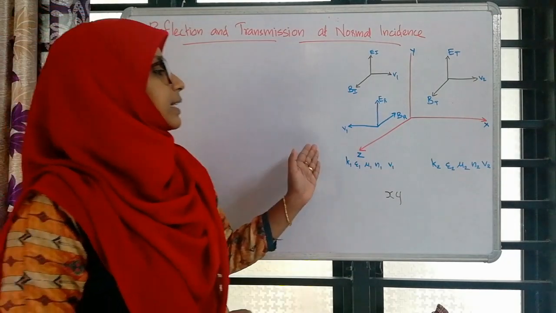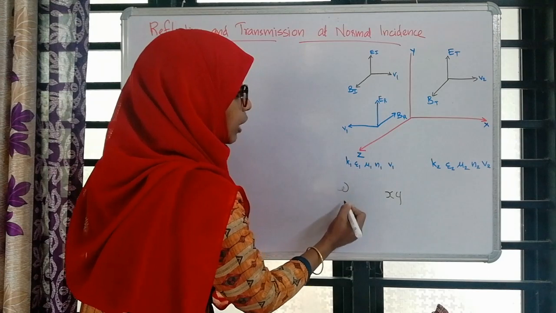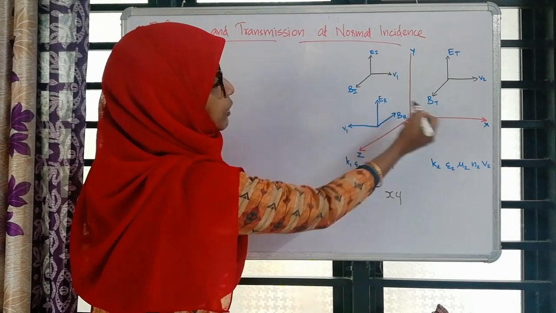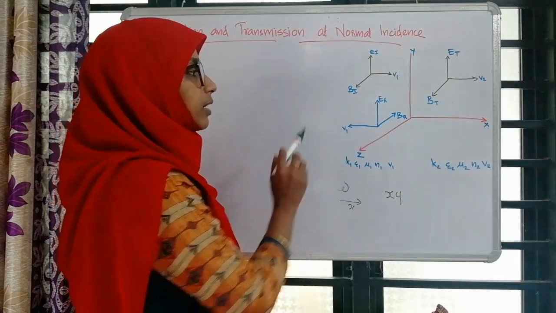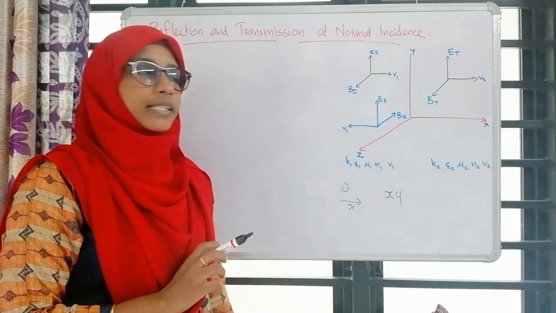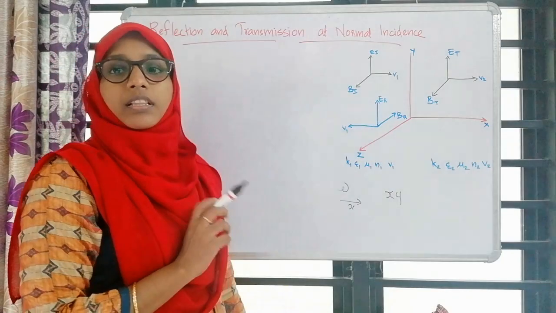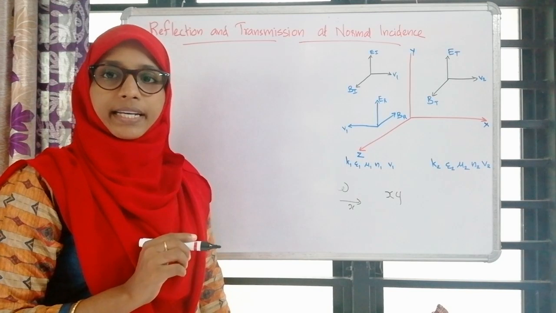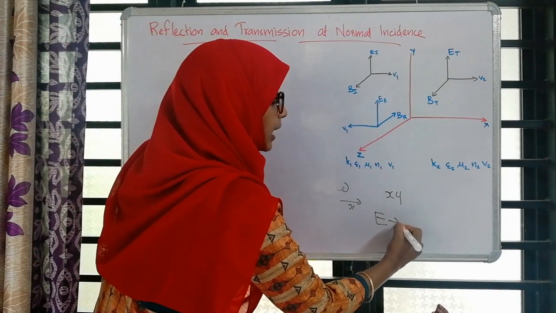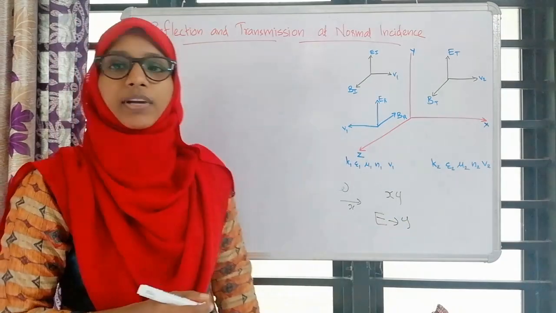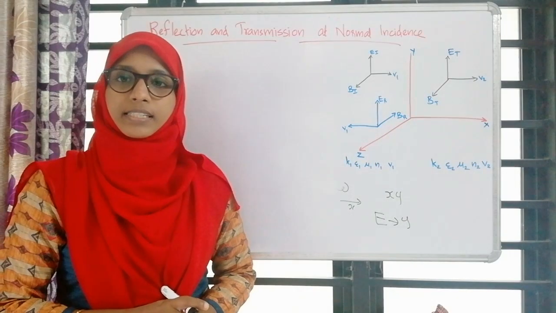So now we can consider a plane wave traveling with an angular velocity omega along the x direction. Consider x as the direction of propagation and the wave is polarized along the y direction, which means that the electric field is along the y direction. As we have discussed before, the direction of polarization is generally the direction of the electric field.